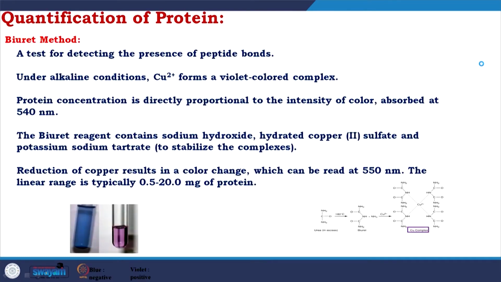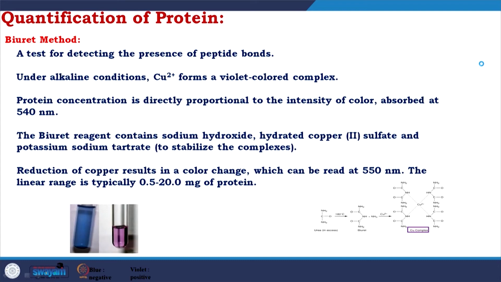So, the biuret method is a test for detecting the presence of peptide bonds. Under alkaline condition, copper forms a violet colored complex. Protein concentration is directly proportional to the intensity of color absorbed at 540 nanometer. The biuret reagent contains sodium hydroxide, hydrated copper sulfate, and potassium sodium tartrate to stabilize the complex. Reduction of copper results in a color change. You see the change of color, which can be read at 550 nanometer.